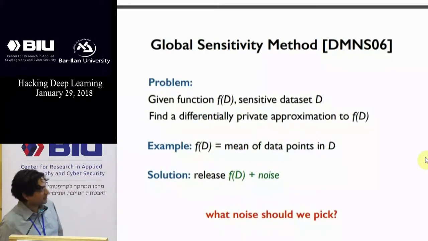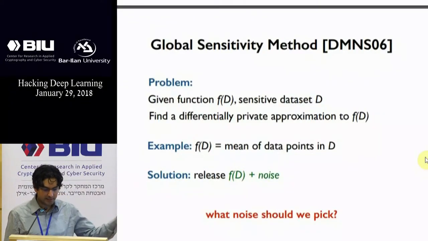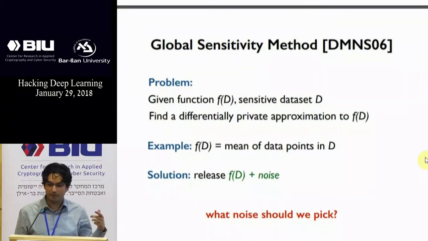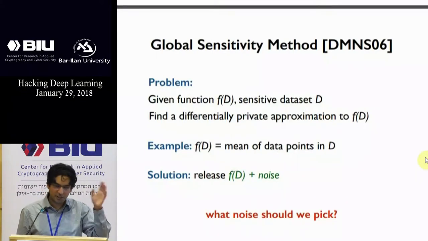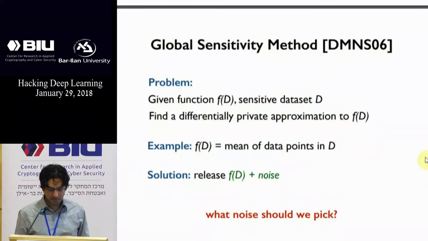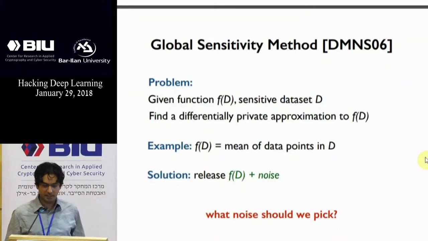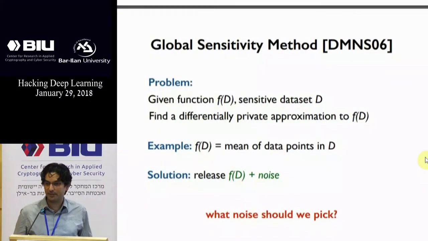So let's look at the global sensitivity method because it's the easiest to describe. The problem is that, given a function f, such as training a classifier on a sensitive data set, I want to find a differentially private approximation. You can think of this in the language of approximation: I want to find a randomized approximation to f which satisfies the definition. The simplest example here, as I outlined before, is: can I find the average or the mean of the data points in the data set? The canonical solution is to compute the thing you want and add noise to it.